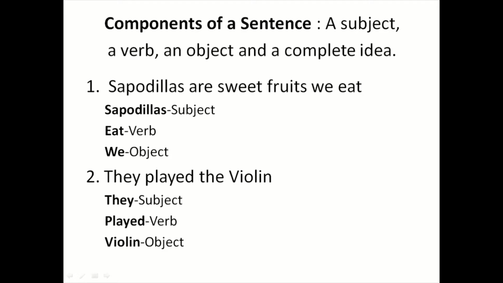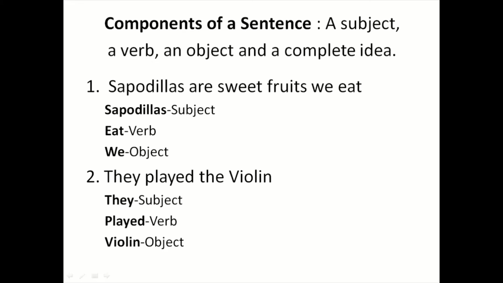Components of a sentence: a subject, a verb, an object, and a complete idea are required to make a sentence. Let's check the examples for it. Sapodillas are sweet fruits we eat. Sapodillas is a subject, eat is a verb, we is an object.